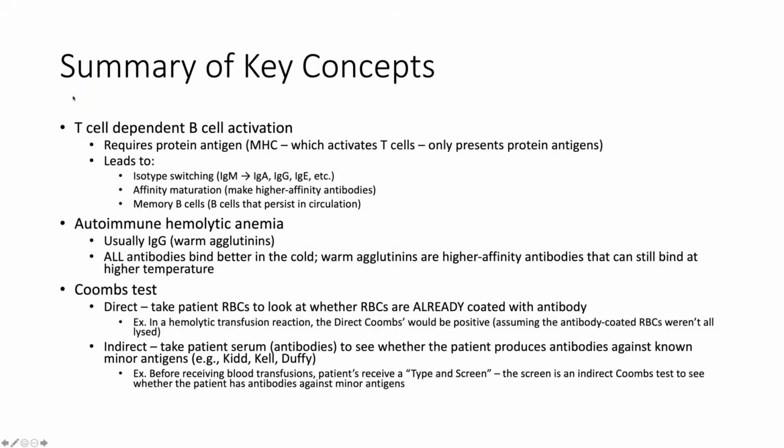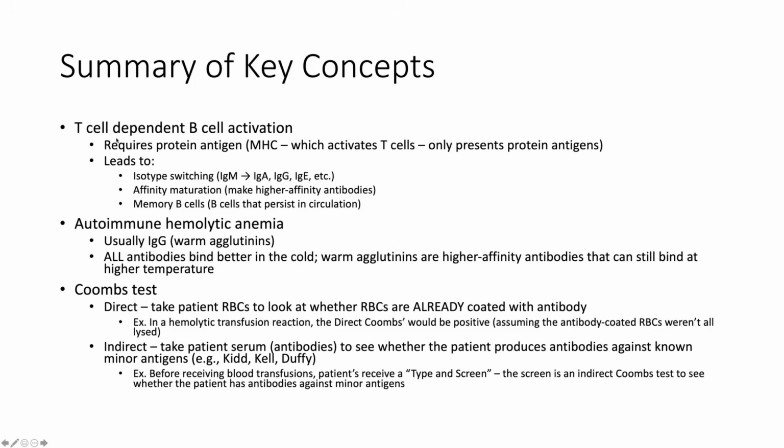So the summary of key concepts is, the first thing we're going to talk about is T cell dependent B cell activation. This requires a protein antigen. You'll recall that MHC, which is what activates T cells, only presents protein antigens. It doesn't present carbohydrates, doesn't present fat, usually.